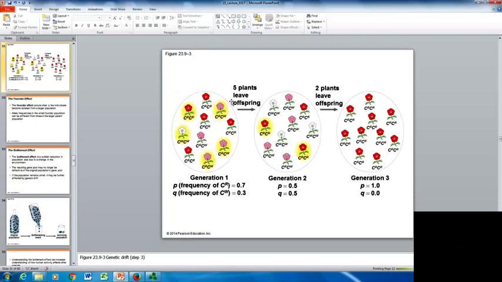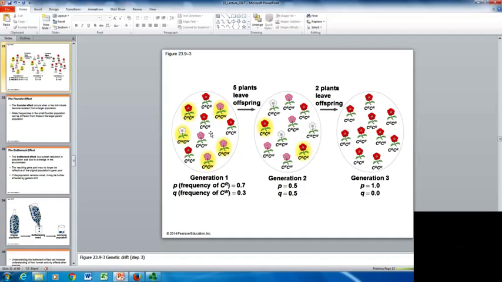So if we look here, we've got 1, 2, 3, 4, 5, 6, 7, 8, 9, 10 plants. 5 plants are going to leave offspring. So when we look at the variation in the offspring, you went from having 5 that are highlighted in yellow here to only 2. These 2 plants are going to leave offspring.